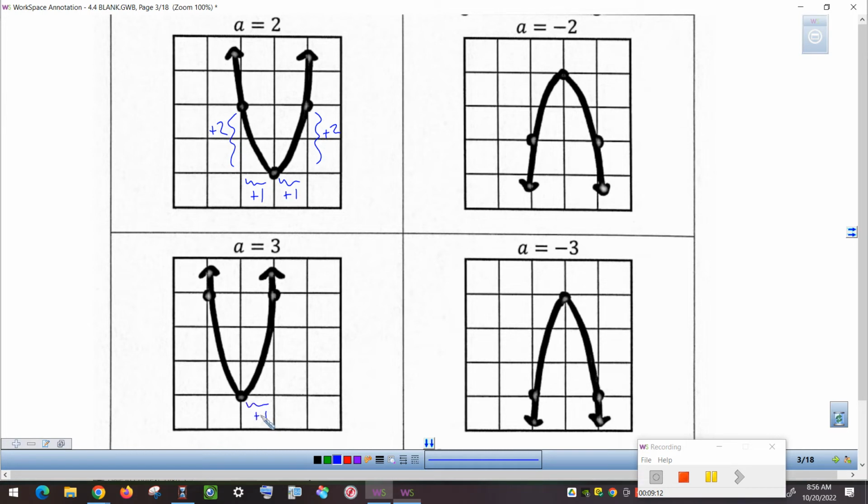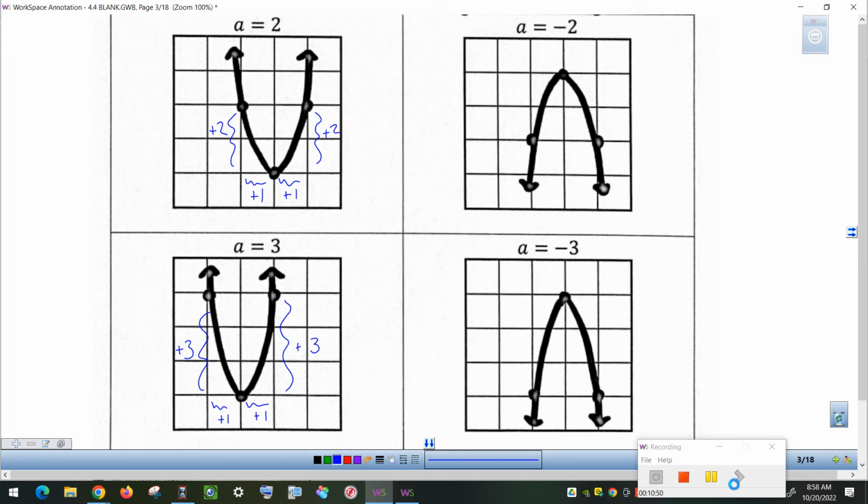From the vertex, when you go over 1 space on either side, now you just go up 3 on both sides if A is 3. So the number that we're going up is equal to whatever that A value is. So again, this is just a page for you to reference, to think about how it's going to look a little different on the graph based on what your A value is. So you have all the tools to graph any quadratic function.